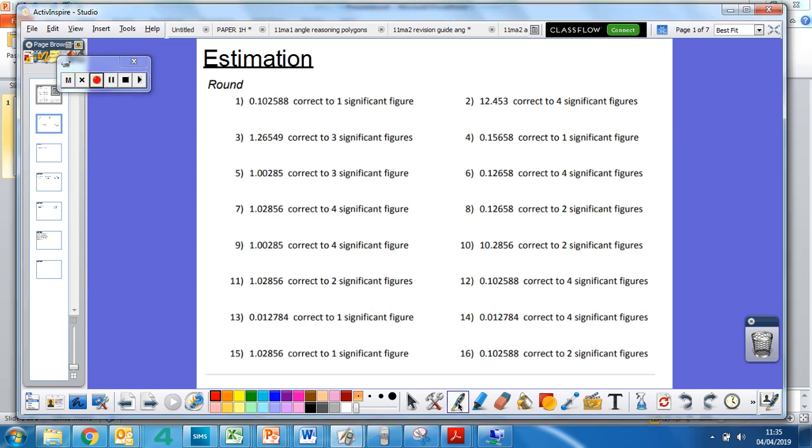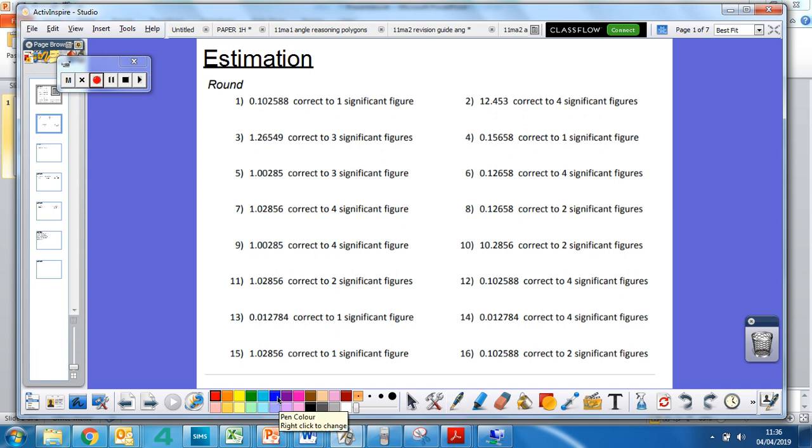We're going to look at estimation. Estimation relies on your ability to round to significant figures. So I thought we'd start this revision lesson with some rounding to significant figures. You'll see in a minute with estimation we always use one significant figure. But as you've seen in lots of exam questions, it often asks you to round it to 2 or 3 or 4 significant figures. So this is what we're looking at.